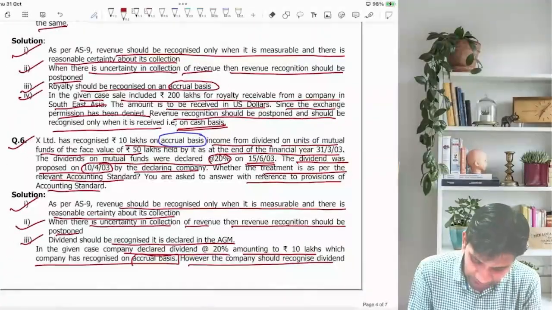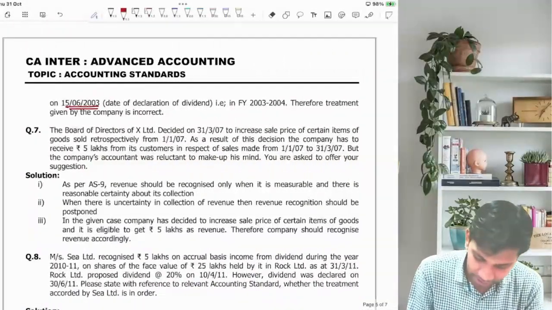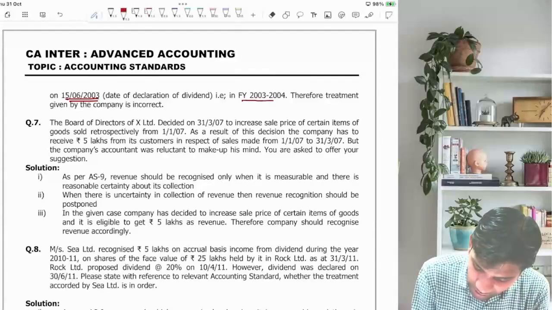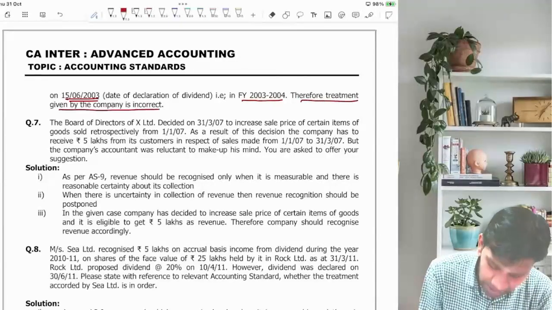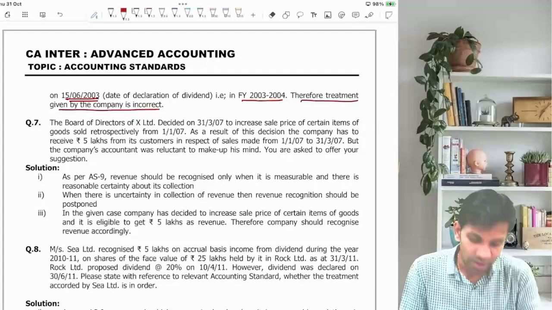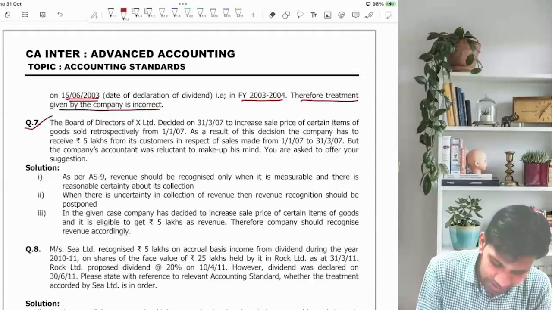Let's see, 15th June is the date of declaration of dividend. Yes, correct. That is in the financial year 3-4. Therefore, the treatment given by the company is incorrect. I hope question number 6 is also clear. Let's go to question number 7.